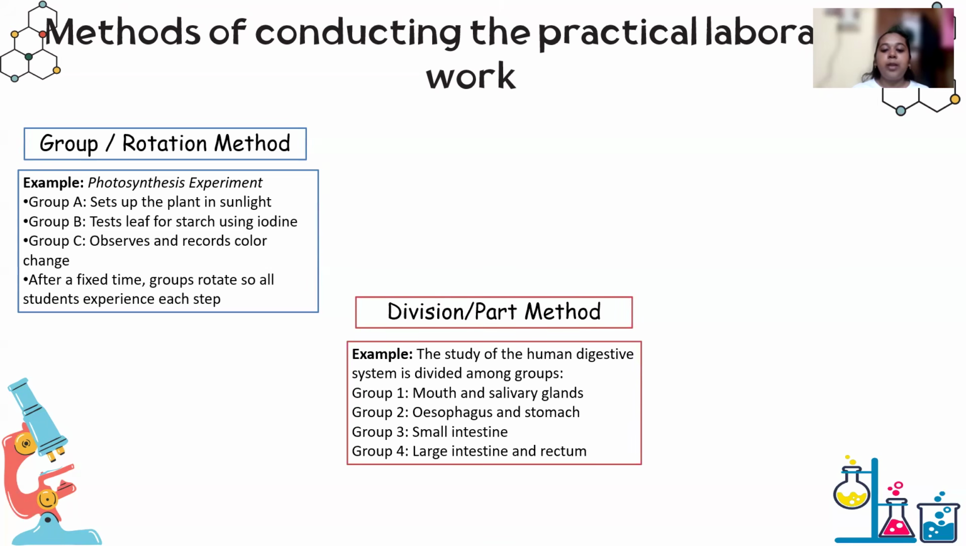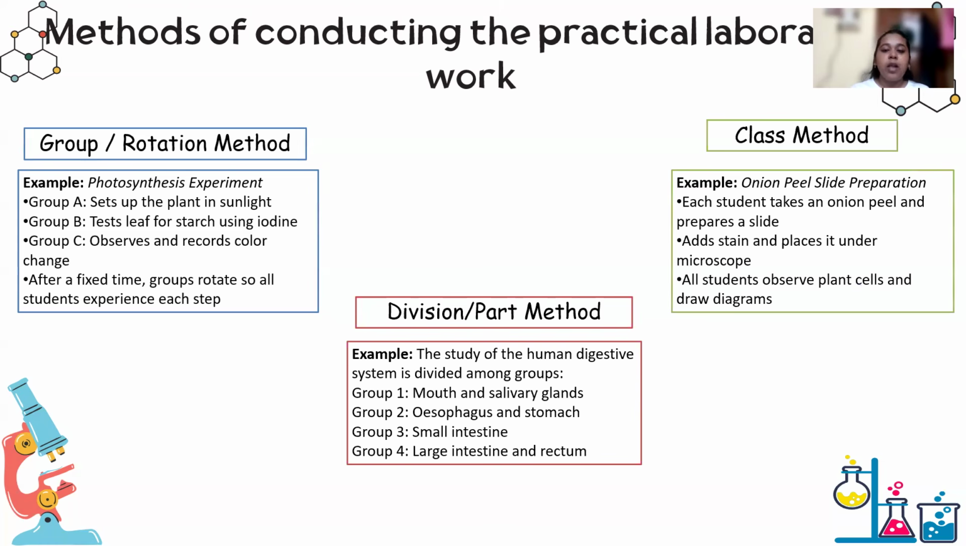Next is the division of part method, where suppose the students are studying the human digestive system. It can be divided into groups. Group one studies the mouth and salivary glands, group two does the esophagus and stomach, group three observes the small intestine, and group four does the large intestine and rectum.